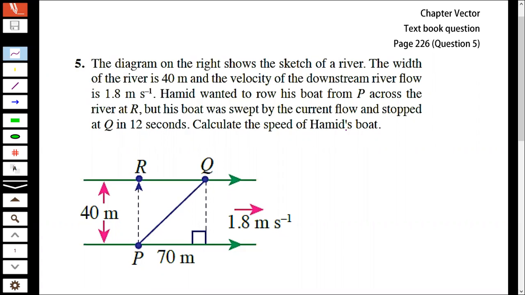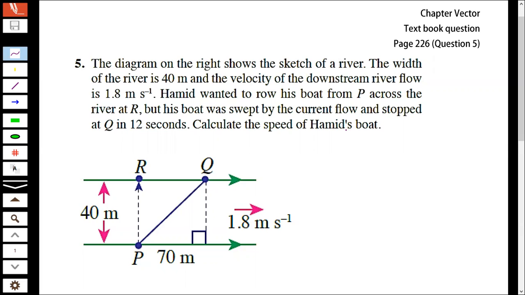This is the question. The diagram is below; I already transferred the diagram from the right to below. The diagram below shows the sketch of a river. The width of the river is 40 meters and the velocity of the downstream river flow is 1.8.